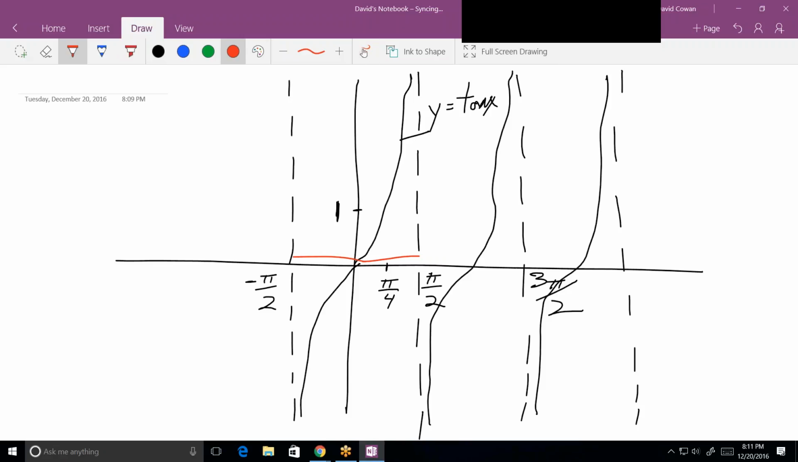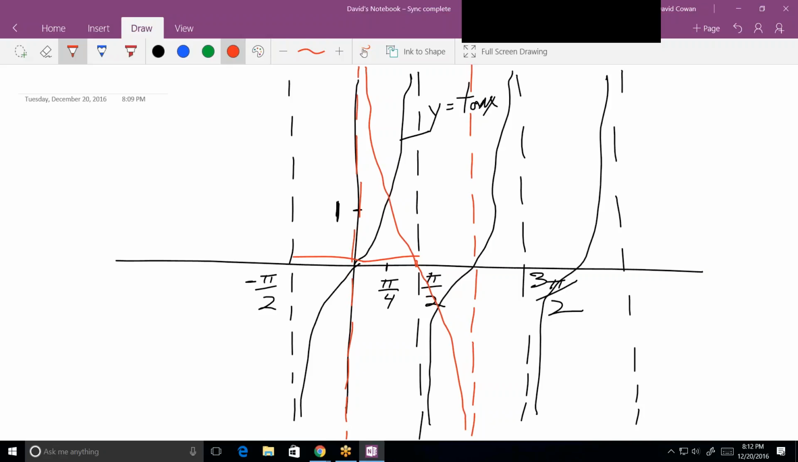Well, the cotangent curve also has vertical asymptotes, which occur every pi, but the first two occur at 0 and pi, as opposed to tangent, which goes from minus pi over 2 to pi over 2. And the cotangent curve is always decreasing, going through 0 at, notice, pi over 2. But its range is negative infinity to positive infinity. The range of both tangent and cotangent are all real numbers.